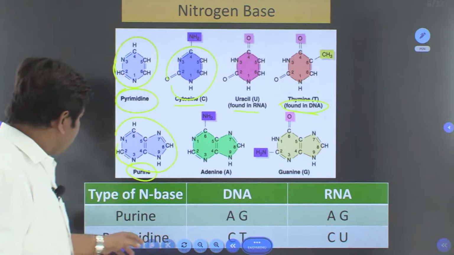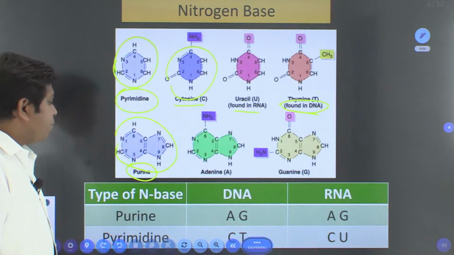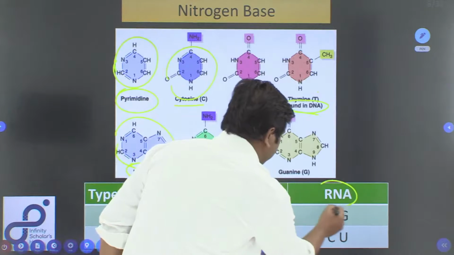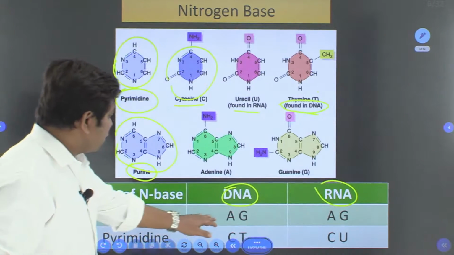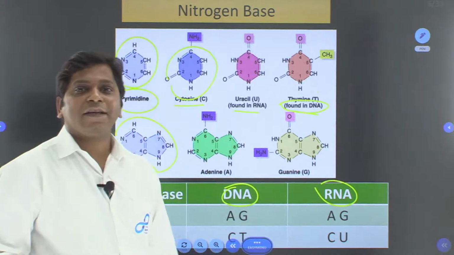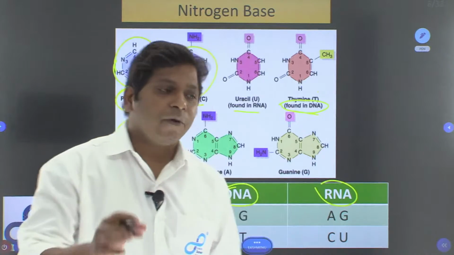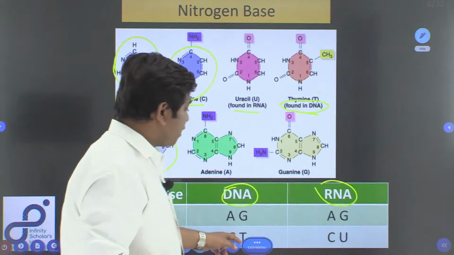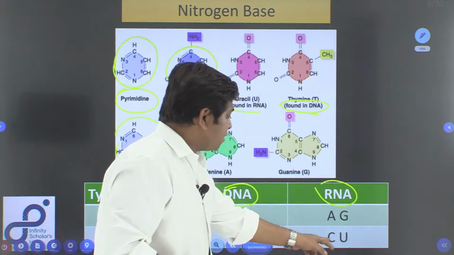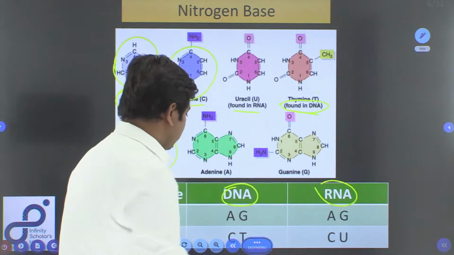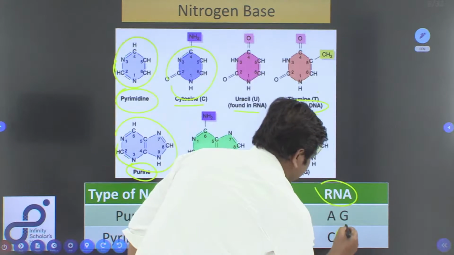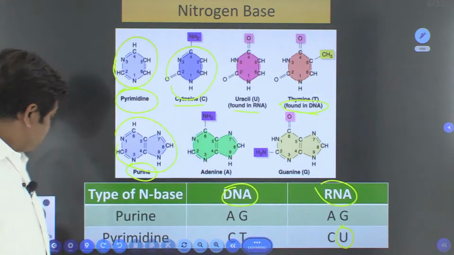So, let us look at the types of nitrogen bases present in DNA as well as RNA. If you look at the purines, they are constant. Both contain adenine and guanine. Whereas in DNA, cytosine and thymine are present, and in RNA, cytosine and uracil are present. That means thymine is replaced by uracil in the case of RNA.